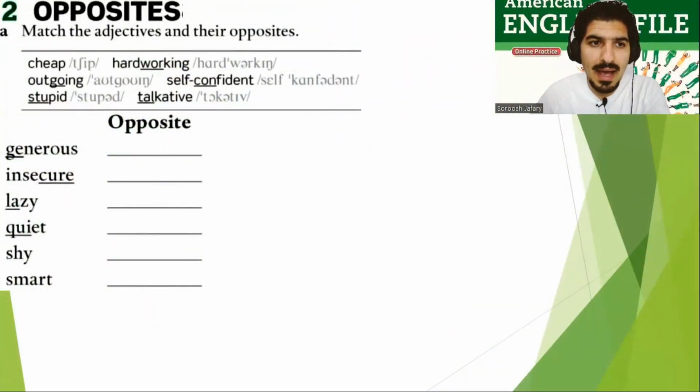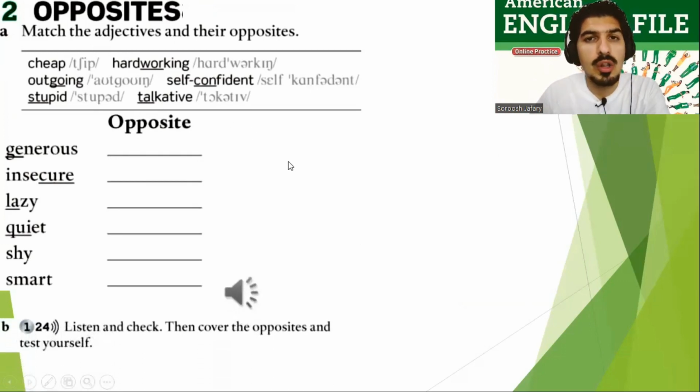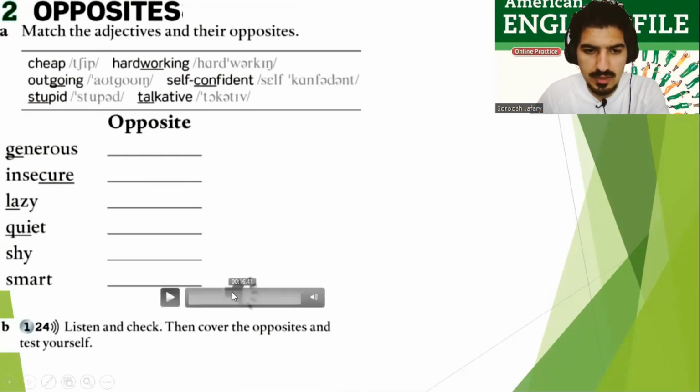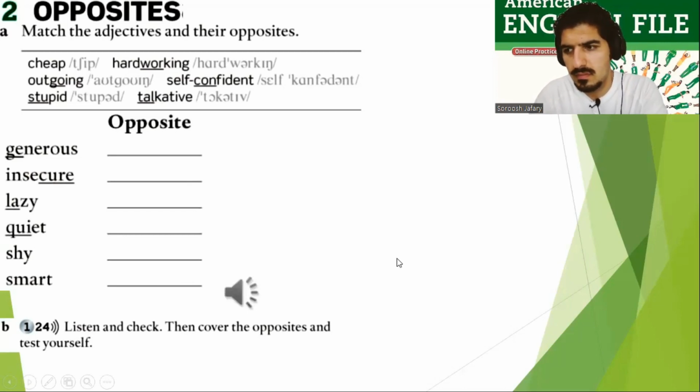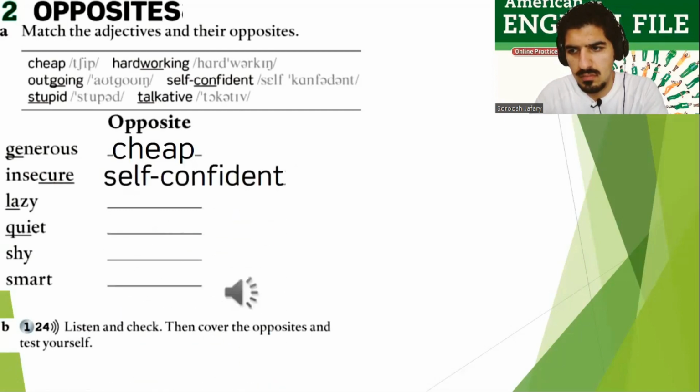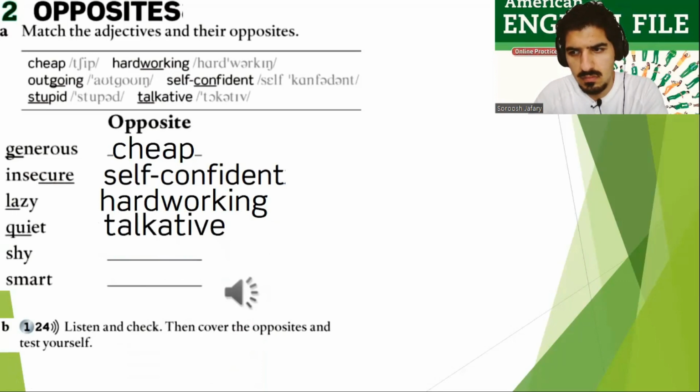Now, I need you to match the adjectives and their opposites. For example, what is the opposite of generous? Yeah, you have the words right here. Now, I need you to listen and check your answers. Very good. Opposites. Generous, cheap. Insecure, self-confident. Lazy, hardworking. Quiet, talkative. Shy, outgoing.